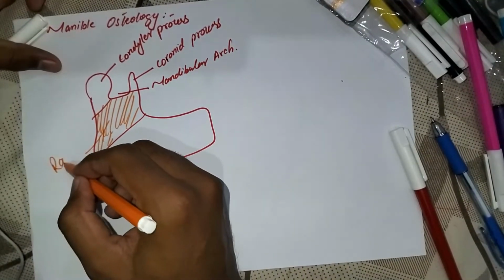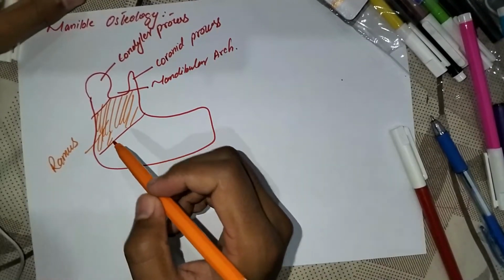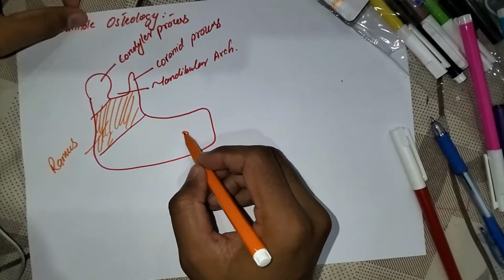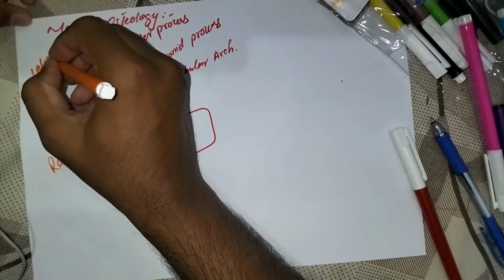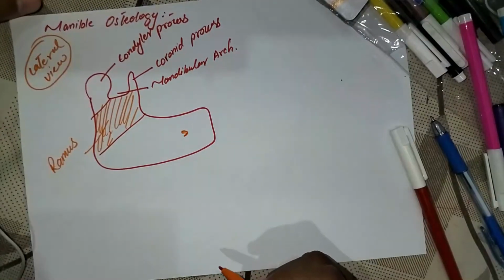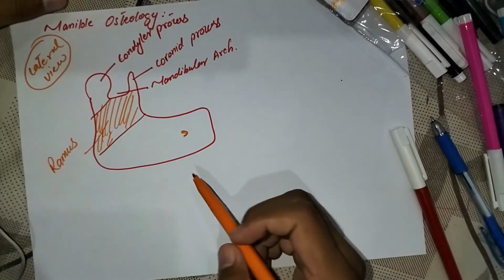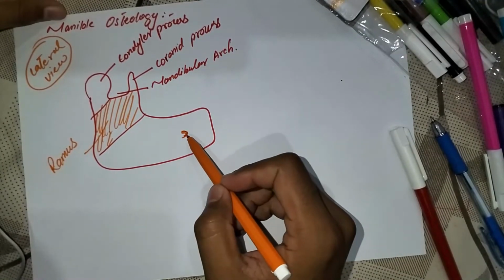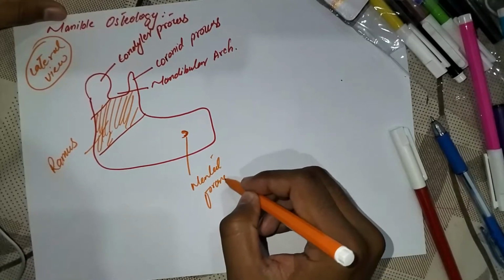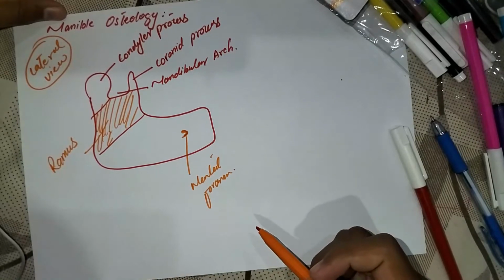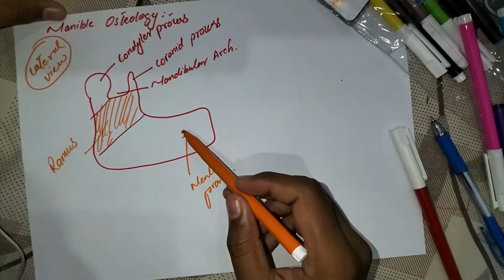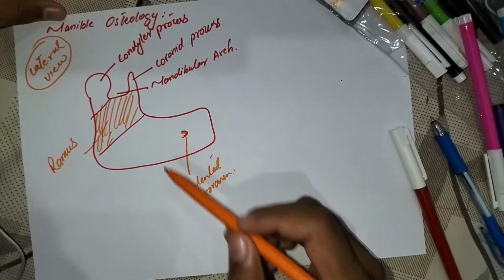You see ramus of mandible. Oh, one thing which I forgot to discuss. Here we are discussing the lateral view. The main indication of the lateral view is that the mandible has this foramen, the mental foramen, from where the inferior alveolar nerve passes and becomes the mental nerve. This is the main indication of the lateral view, that here we have the mental foramen.